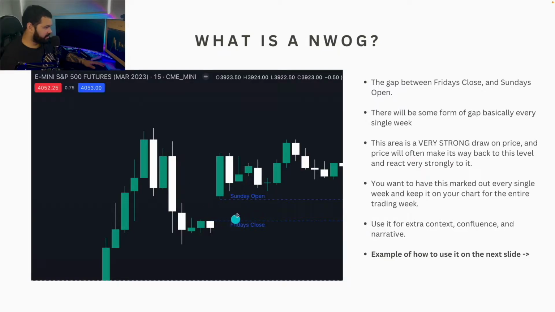Now this area is important because it's a very strong draw on price, and price will often make its way back to this level and it will react very strongly to it. So you want to have this marked out every single week and keep it on your chart for the entire trading week, okay? So you're going to expand it out and I'll show you how to do that in just a second.